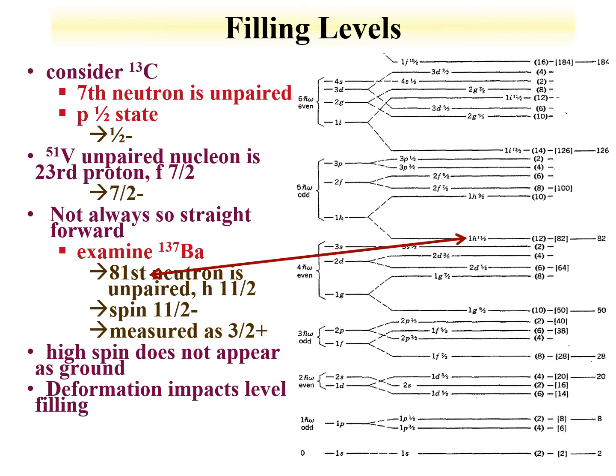Now, there are some rules with this. Generally speaking, high spin states do not appear as ground states, so it's relatively rare to see something like an 11/2 minus as the ground state. Also, the shell model is based upon a spherical nucleus. If the nucleus is not spherical, then the shell model will not actually predict the state. We'll discuss this in some later slides when we discuss the Nilsson diagrams.